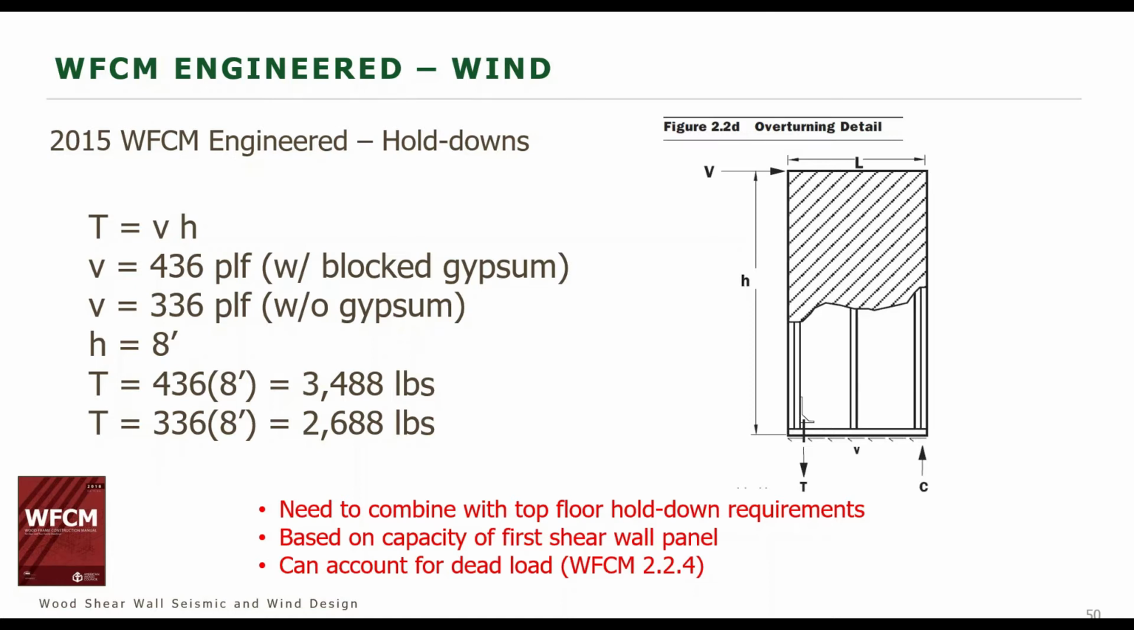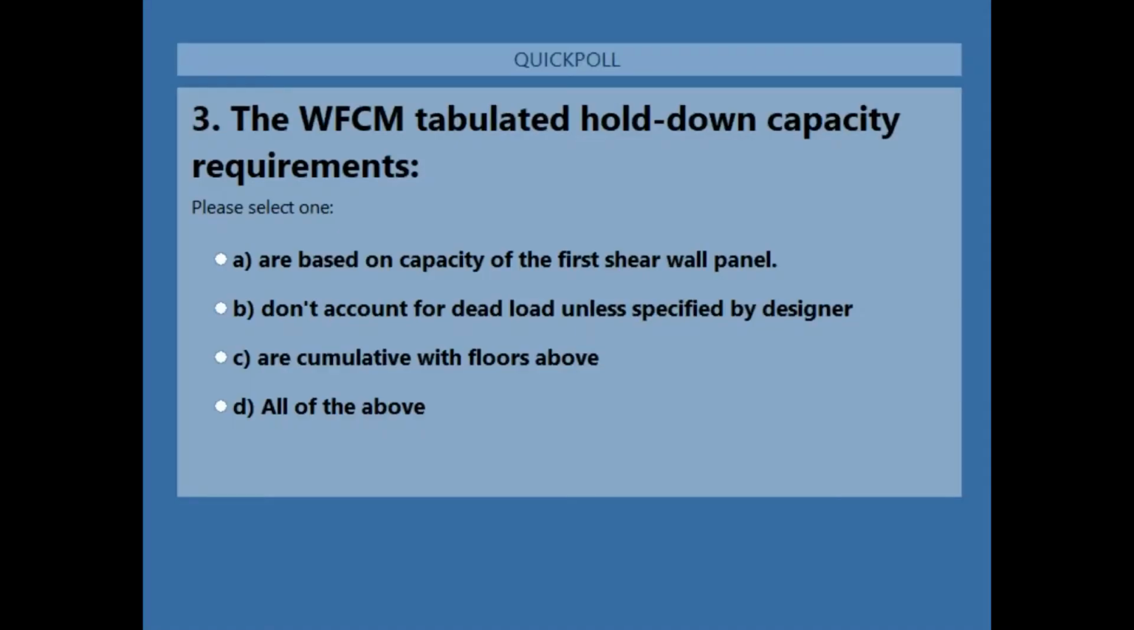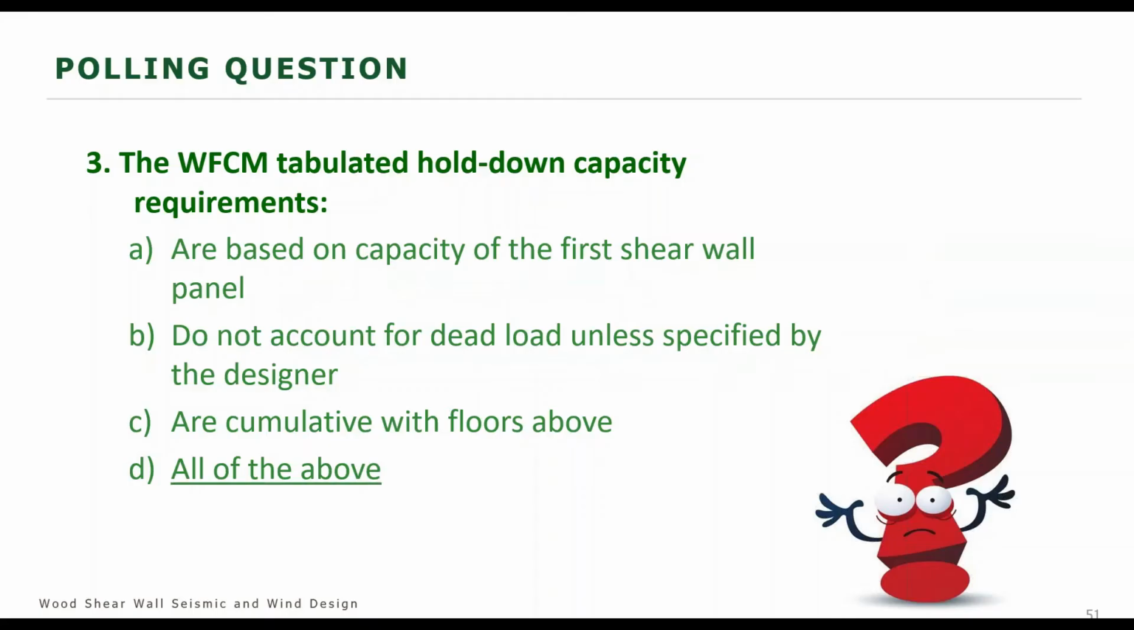All right, so the next thing we're going to do is jump into our next poll. So Marcy's going to read that for us. Yes, I am. The WFCM tabulated hold down capacity requirements are based on capacity of the first shear wall panel, don't account for dead load unless specified by designer, are cumulative with floors above, or all of the above. They are. So the majority got it right there. It is D, all of the above. Excellent. Good for everybody that got that.